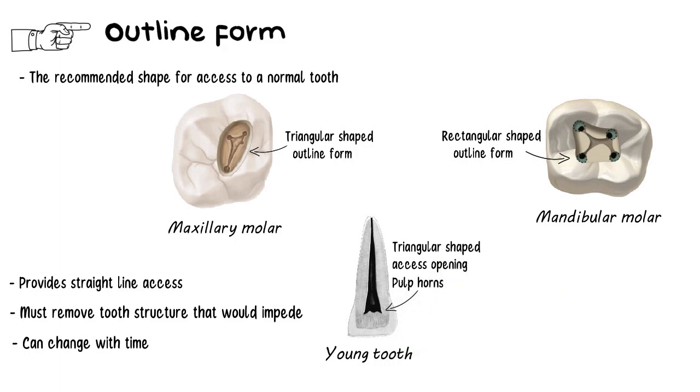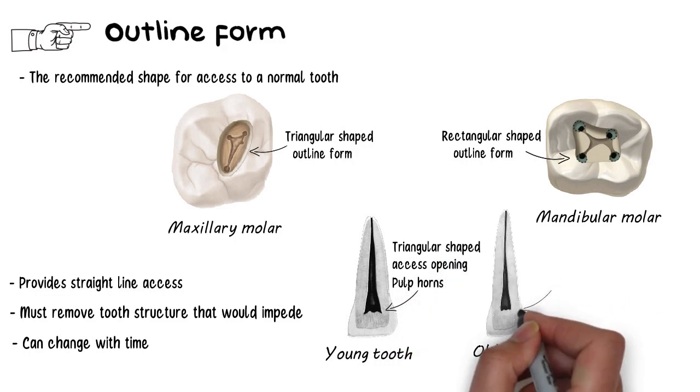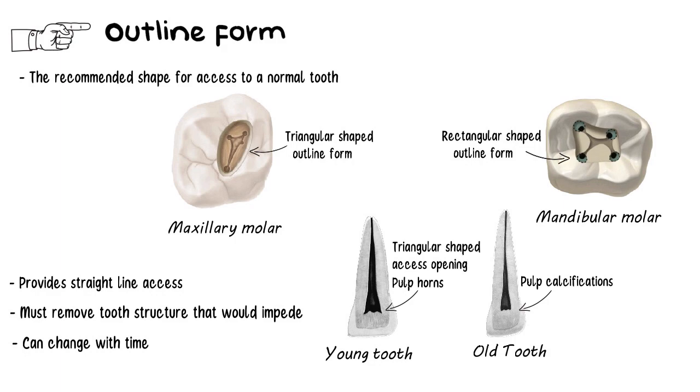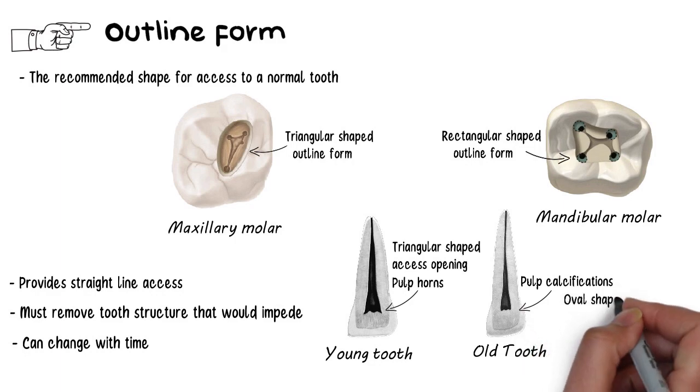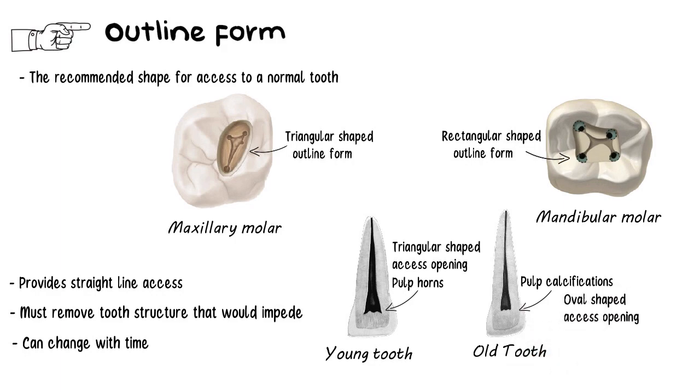In older individuals with chamber calcifications, the pulp horns are absent, so the access and the outline form becomes a void. I will be discussing the individual outline form of individual tooth in detail in my later videos, so don't worry about that for now.